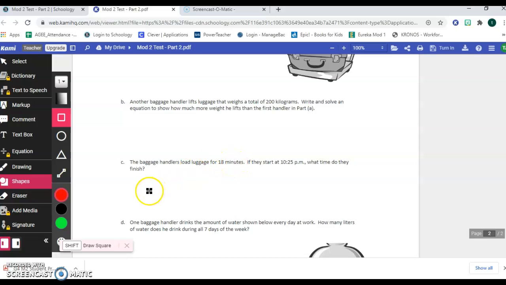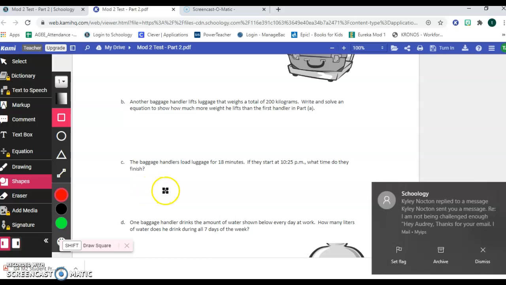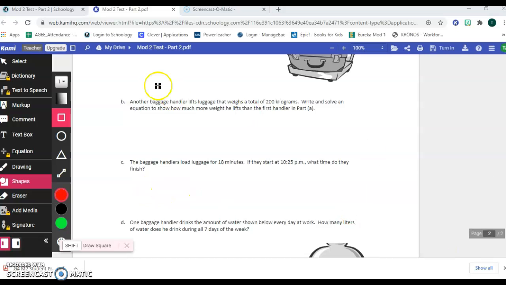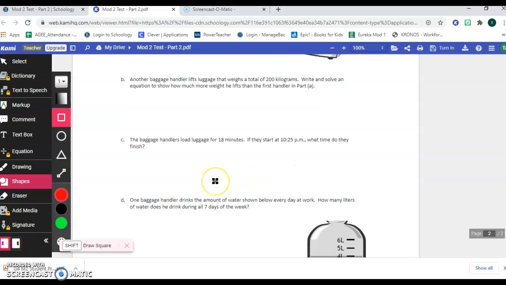You can use a number line. You can use mental math. You can use the clock tool on the interactive virtual manipulatives page that is linked on our Schoology home pages. Any method you use would be a good method as long as it's accurately finding 18 minutes from 10:25, from the start time of 10:25.